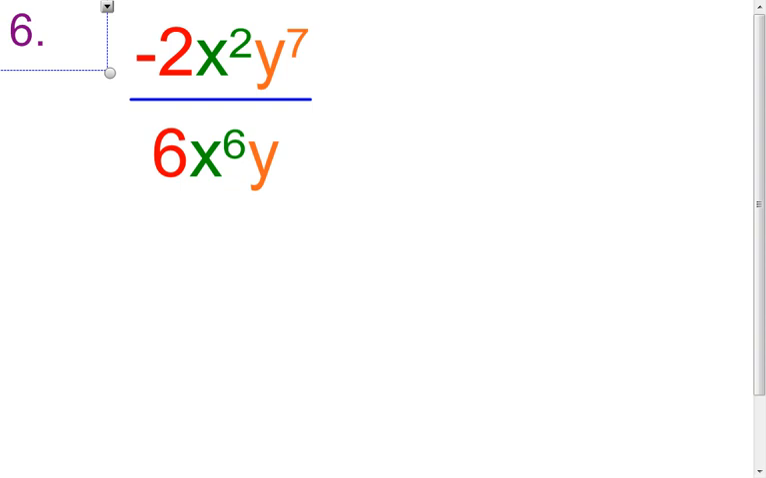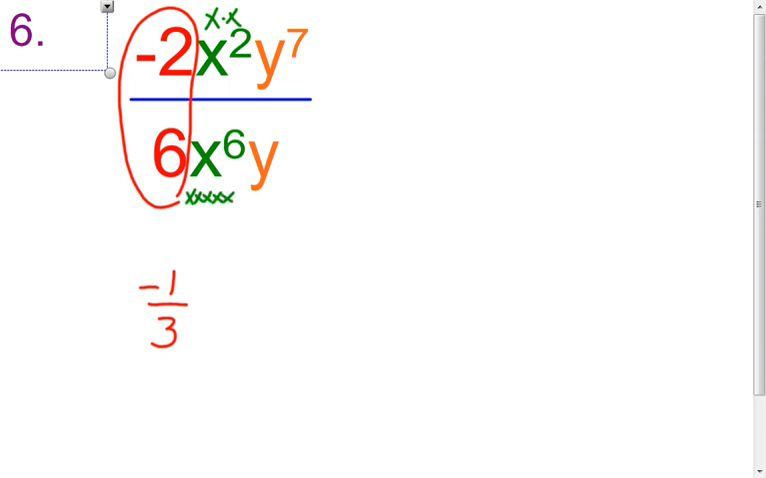All right, here we go. Again, you're going to think of this negative 2 over 6 as a fraction, okay? So negative 2 over 6 would reduce to negative 1/3. Then, if you want to think of the x's here as having two x's on top and 1, 2, 3, 4, 5, 6 of them on the bottom, of course you can cancel two of those with two of those. You still have 4 x's left that happen to be in the denominator. So I would have x to the 4th down here.